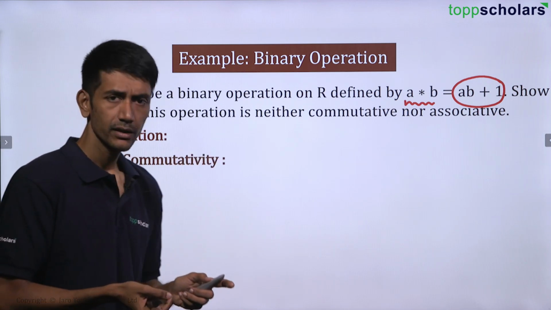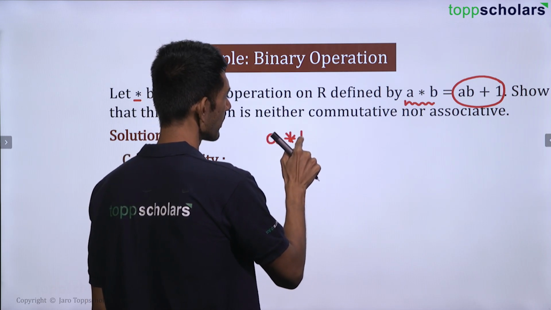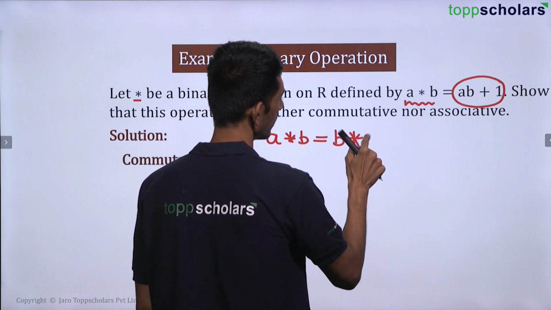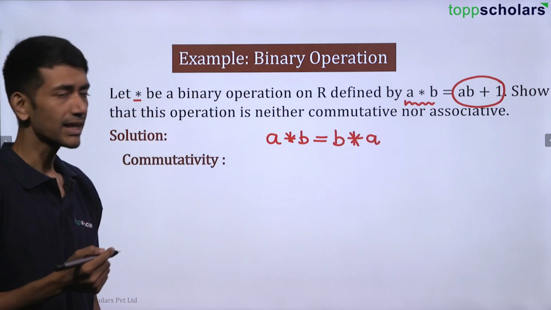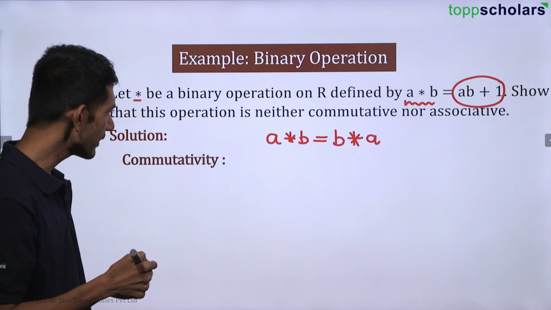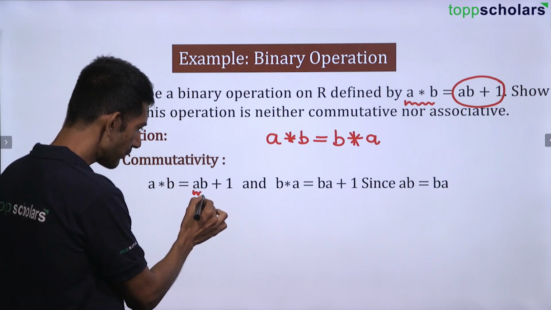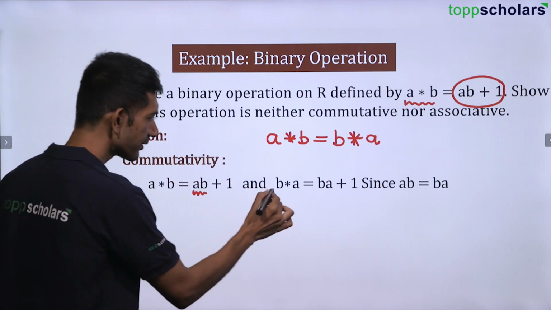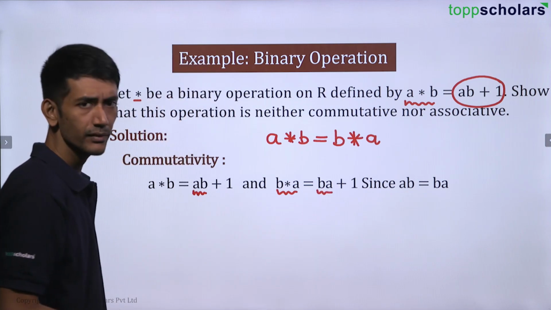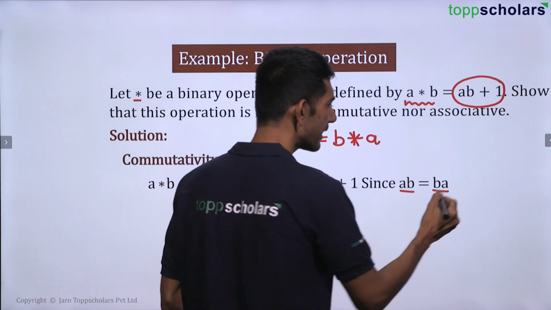So for commutativity, what do we check? We check that A star B should be equal to B star A, right? If A star B is equal to B star A, we can say that it is commutative. So firstly, A star B is given to us. A star B is AB plus 1. Now if I reverse this, if I take B star A, can I say this will be BA plus 1? Correct? Now tell me one thing.